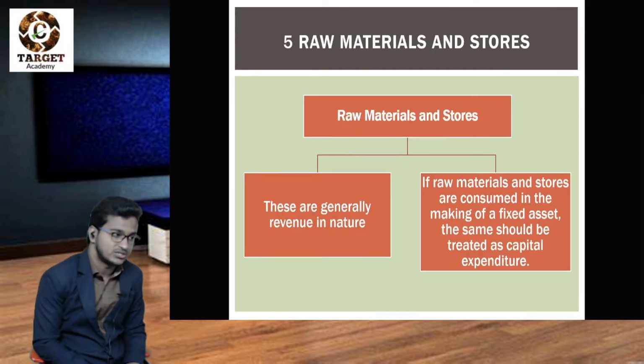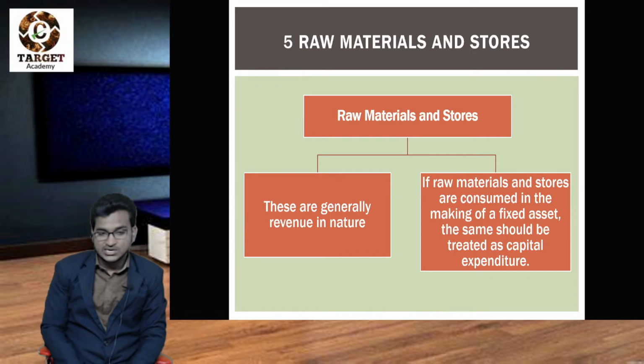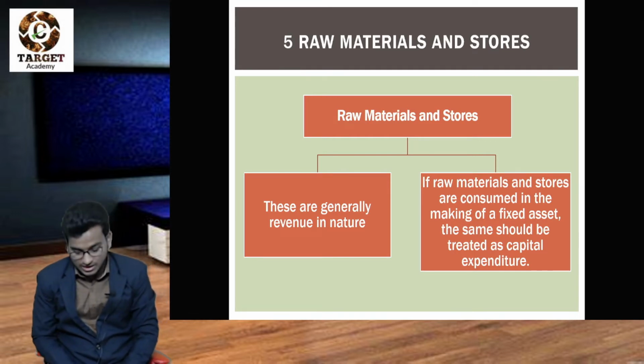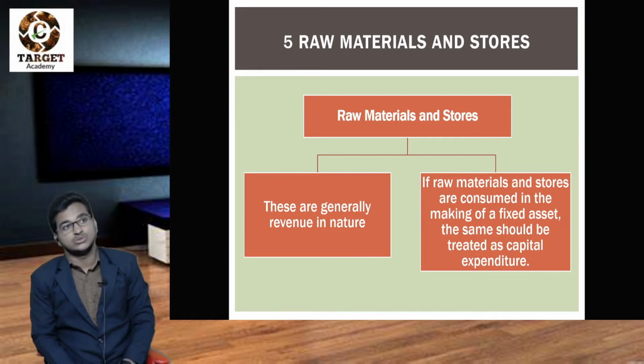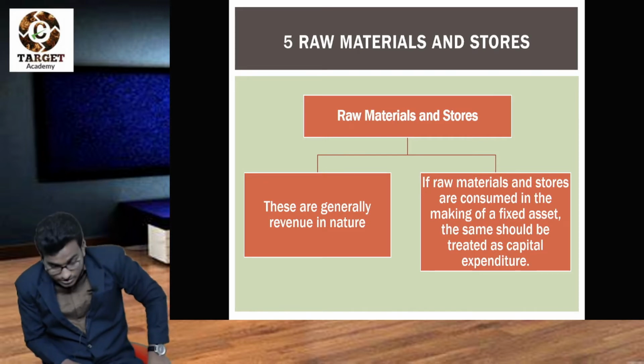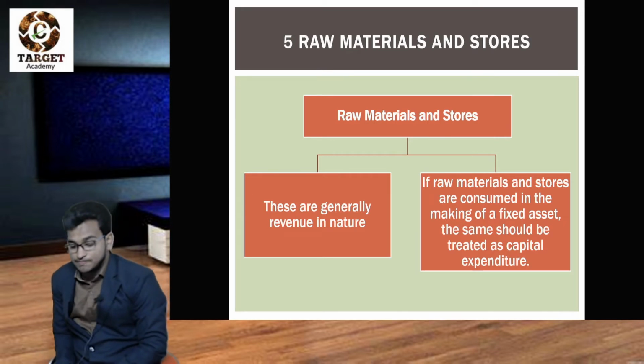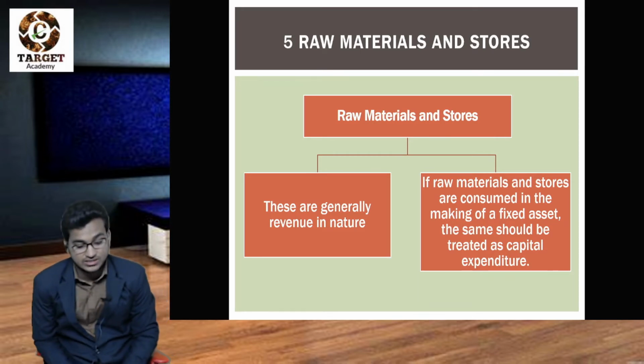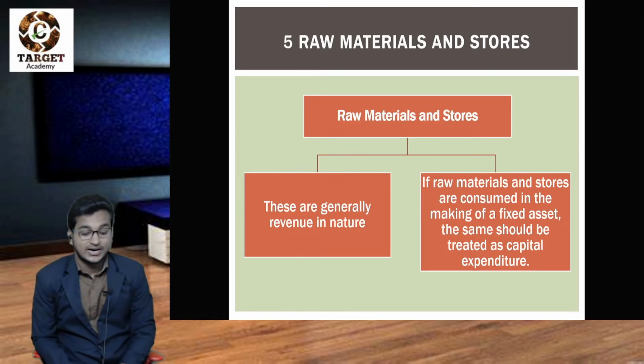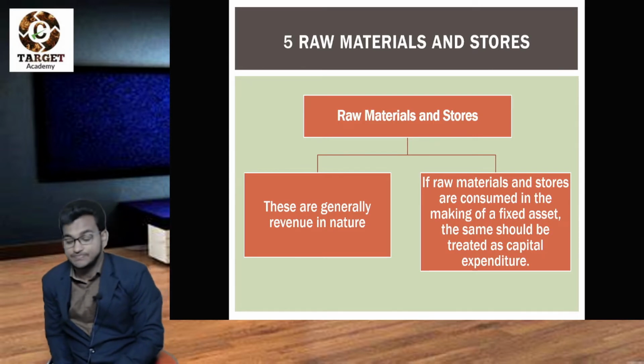Raw materials and stores. Whatever materials or stores we have, generally they are revenue in nature. If those materials or stores are used for consuming for making a fixed asset, that should be treated as a capital expenditure.